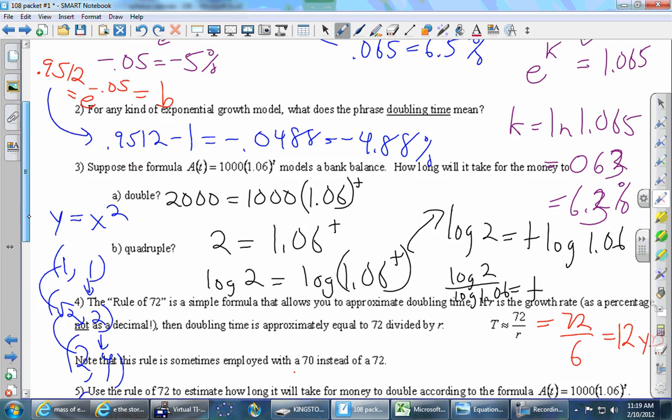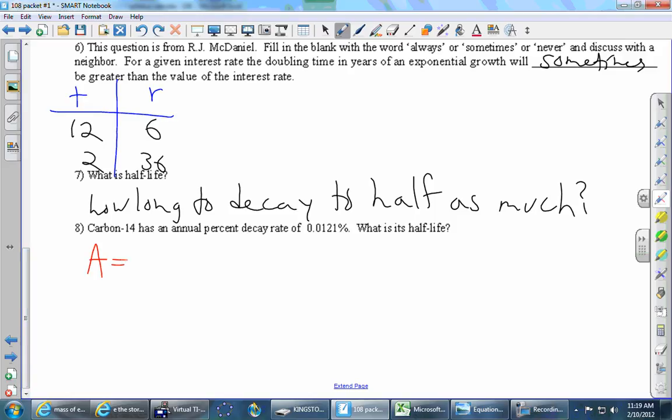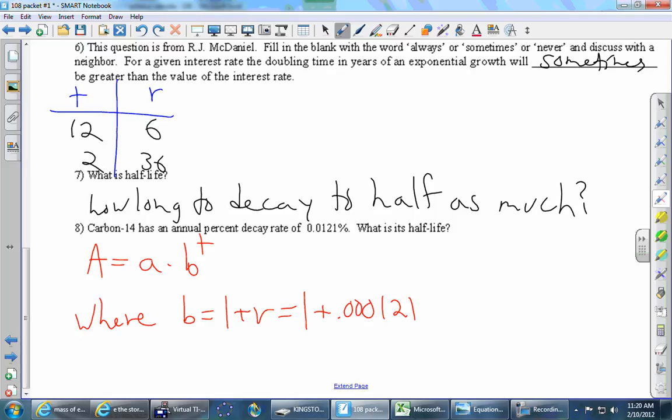So let's try it. So we know we're going to use this A times B to the T. And we also know that B is 1 plus R. 1 plus, how much is R? 0.0121. Okay, so is this the right answer or no? No. Okay, so stick another couple of zeros. Oh, so then I misspoke before. I read it as 1%, but it's not 1%, right? No, it's 0.01%. Really tiny, really slow.